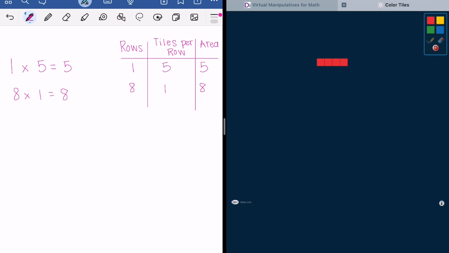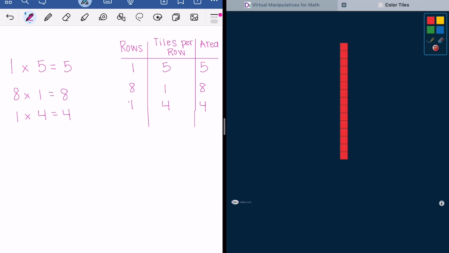Let's write a multiplication equation to represent our model. 1 row of 4 tiles is the same as 4 square inches. Let's fill this in on our table. Next, let's build an area model with 15 rows of 1 tile. What is the area of this model? The area is 15 square inches.